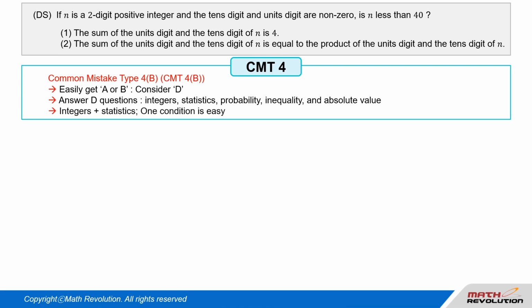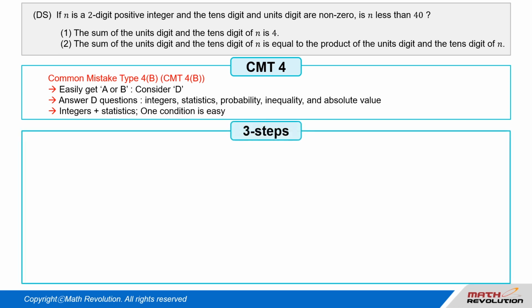CMT4B is hard to spot on the actual exam. That's why you should keep in mind that the most likely answer is D if there is a mixture of integers and statistics, and one condition is easy. Let's apply the 3 steps suggested previously.